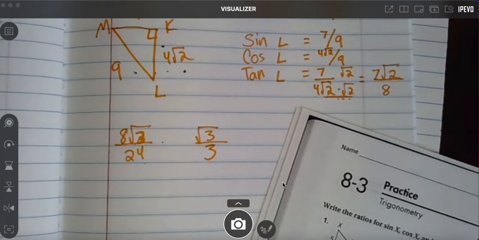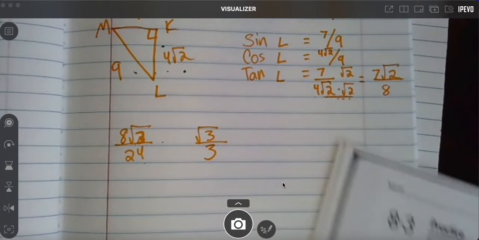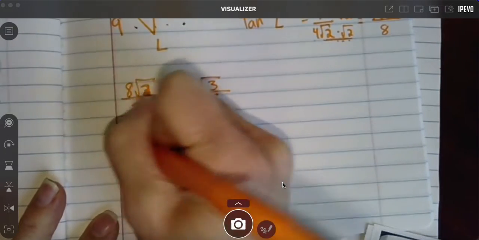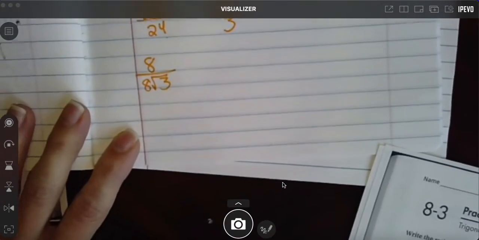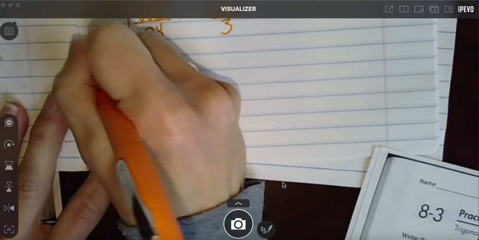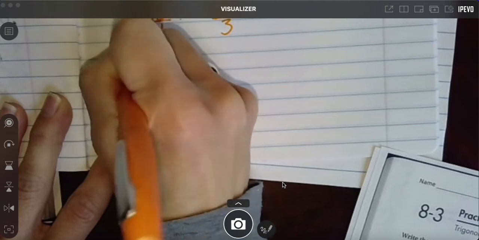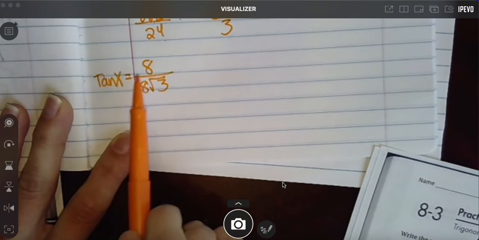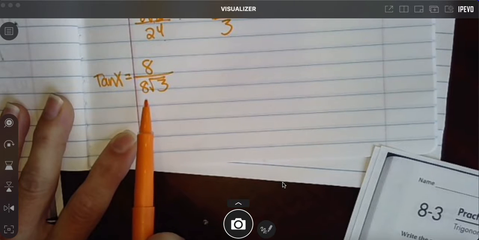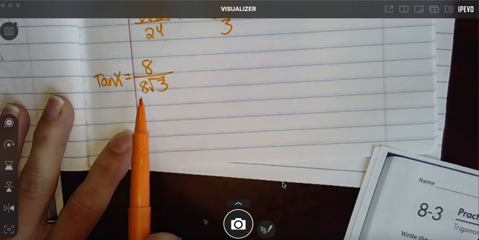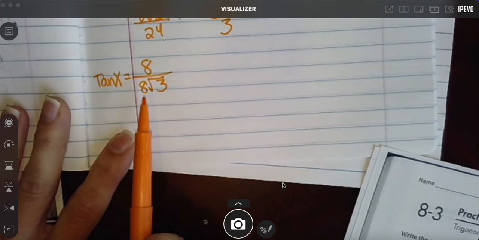Oh yeah, you had 8 over 8 square root of 3. Let me start at the beginning. 8 over 8 square root of 3. This was the tangent of x on number 2. This is what y'all should have gotten, right? Opposite over adjacent. If you wanted to, you could go ahead and cancel out your 8s, but you didn't have to. We can wait and cancel out in a little bit.